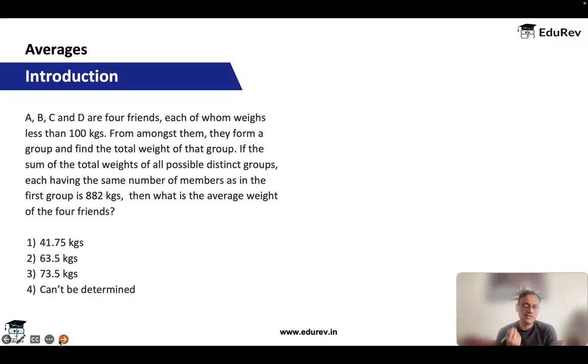4 friends A, B, C, D, each of them weigh less than 100 kgs. Okay, so A, B, C, D, each of them are less than 100 kgs. From amongst them, they form a group and find the total weight of the group. If the sum of the total weights of all possible distinct groups, each having the same number of members as in the first group, is 882. Okay, so we don't know how many members are there in the group.